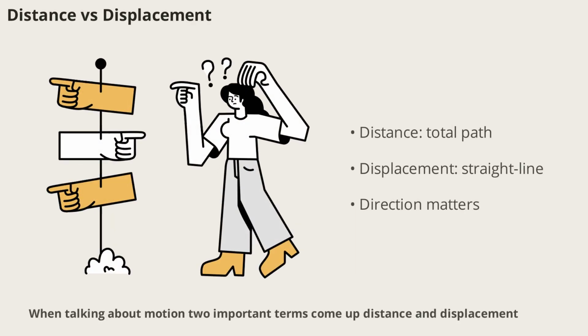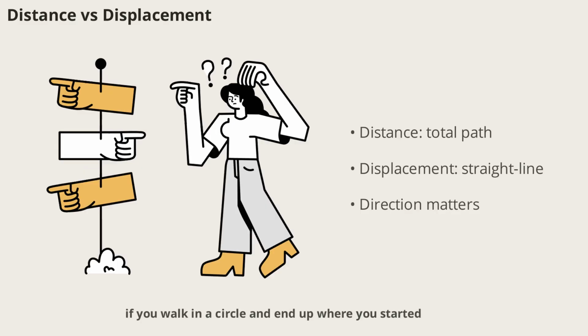Talking about motion, two important terms come up: distance and displacement. Distance is the total path covered by an object regardless of direction. Displacement, on the other hand, is the shortest straight-line distance from the starting point to the ending point along with the direction. For example, if you walk in a circle and end up where you started, your distance is the length of the circle, but your displacement is zero. This distinction helps us better describe how and where objects move.